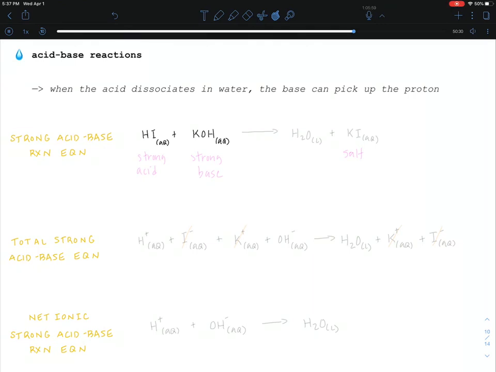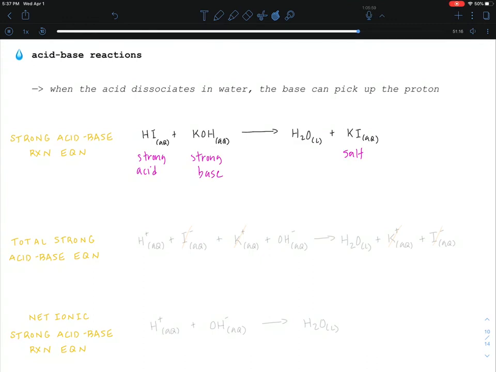And then what I'm going to get on the other side is essentially water and some salt, right? These little ions. But it's in the aqueous phase. So what do I have here? I've got a strong acid, it completely dissociates. I've got a strong base. On the other side, I'm making water and the salt corresponding to those ions.